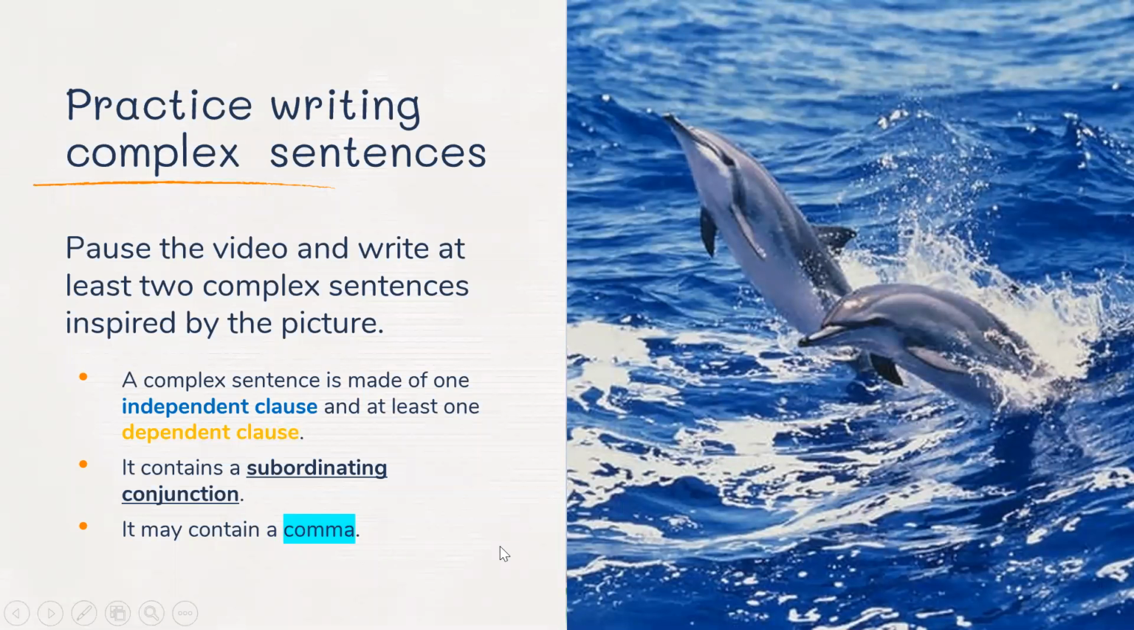I would like you to practice writing some complex sentences. You're going to pause the video and write at least 2 complex sentences inspired by this picture of dolphins. Remember that your complex sentence needs to have an independent clause, at least one dependent clause. So one part that could be a sentence by itself, one part that couldn't, and then these two need to be linked with a subordinating conjunction. And depending on how you write it, you might need a comma. So go ahead and pause and practice.